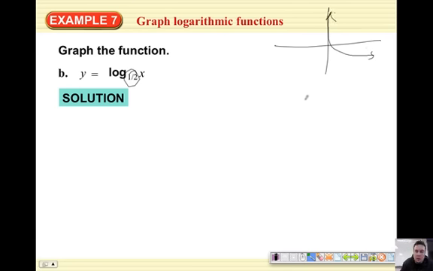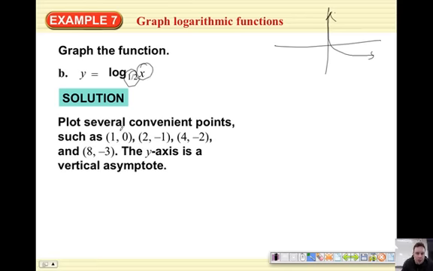Okay, which it's going to. So pick a few values for x and find a little table. Pick 1 for x, you'll find 0. Pick 2 for x, you'll find -1, and so on. Plot those points here. Get a nice graph.